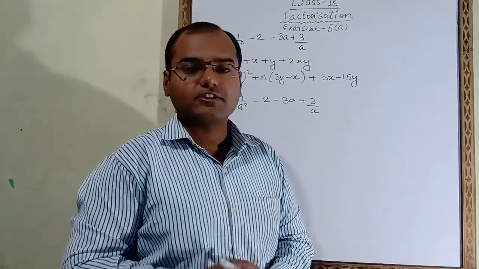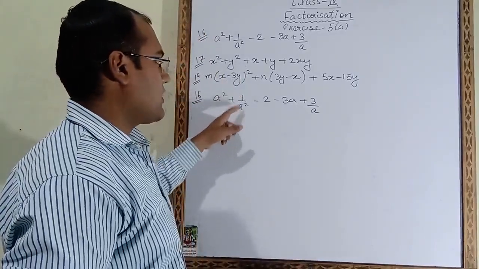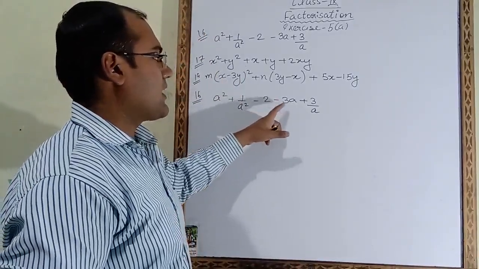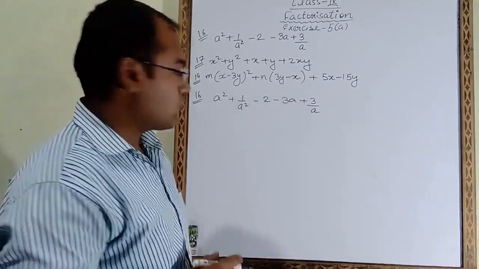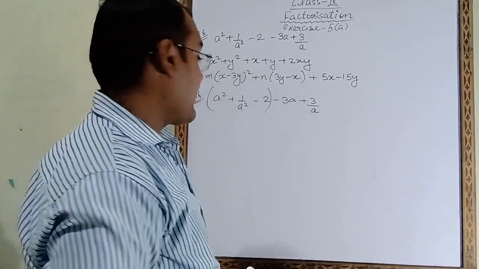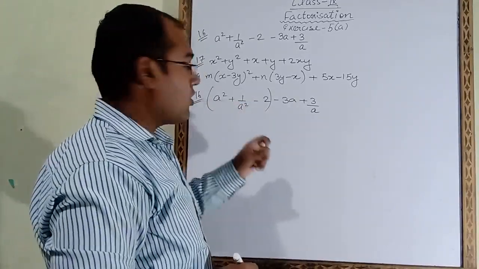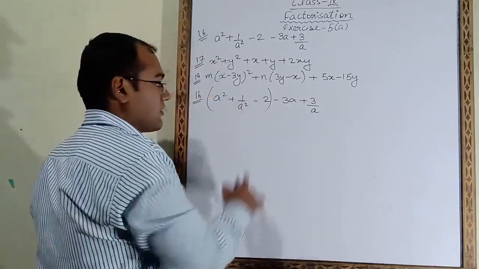Now see question number 16. Question number 16 is a square plus 1 upon a square minus 2 minus 3a plus 3 upon a. So in this question what you have to do: these three terms we will take together. Why will we take these three terms together? Because with these three terms we can make one formula. Let's see here what you have to do.